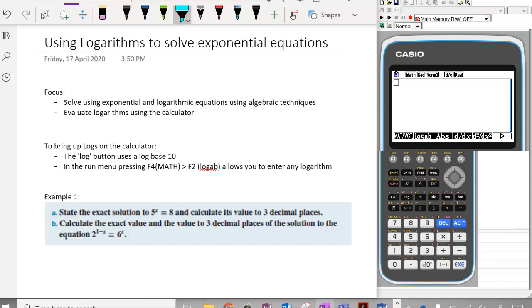Now, in most calculators, you'll have a log button. So I'm sure you can see the button on your graphics calculator that says log. That one works in log base 10 specifically.